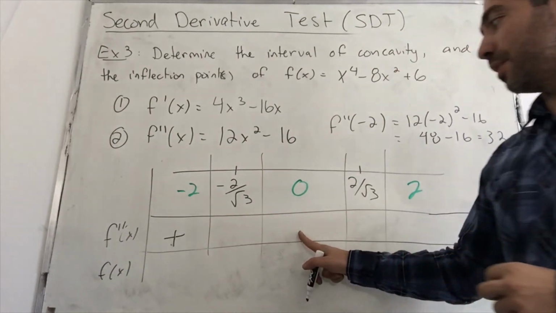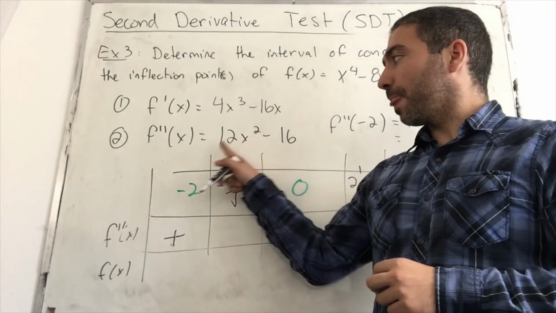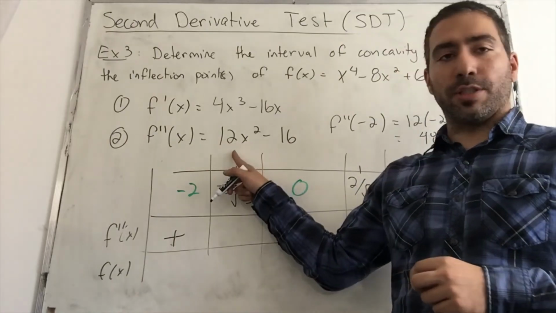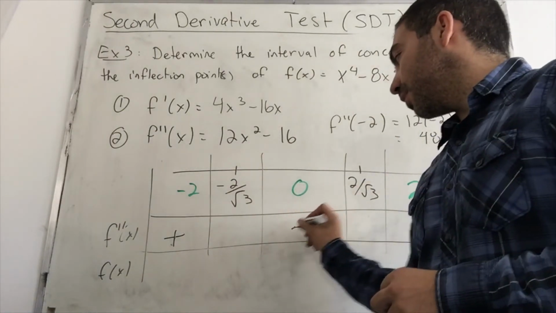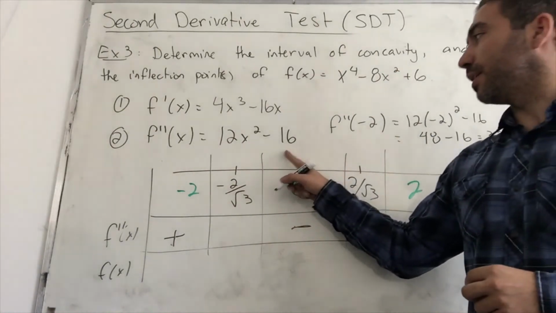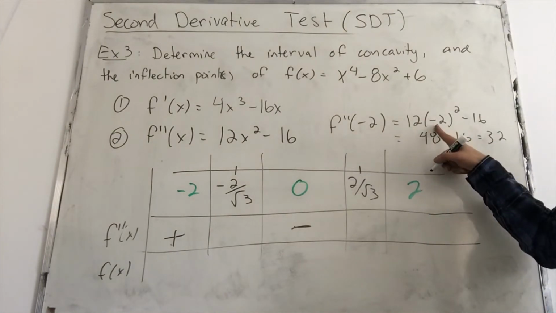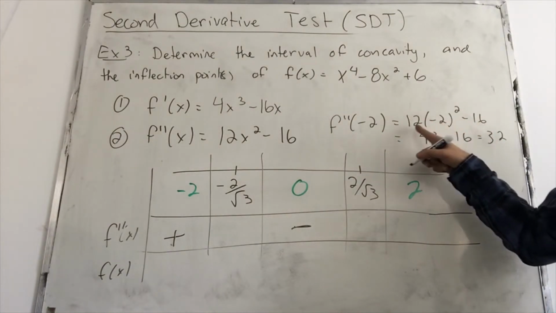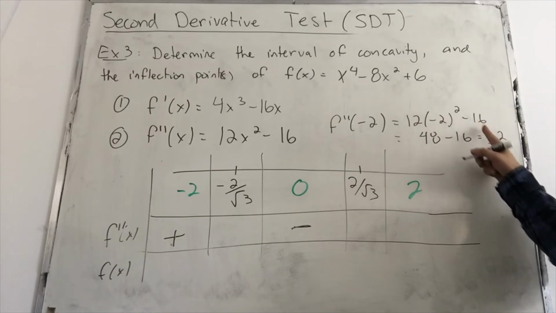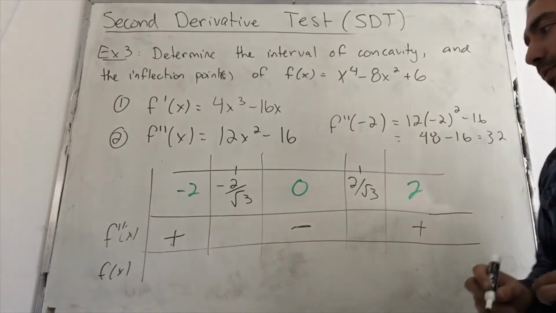Let's check 0. When you plug 0 into here, you get 12 times 0 squared, which is 0, minus 16, so you get a negative value. And then when you plug in 2, you get essentially the same answer as over here, because positive 2 squared times 12 is 48, minus 16, we get 32, so this is going to be positive as well.